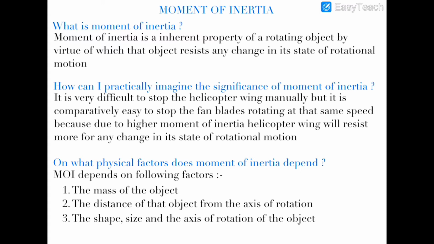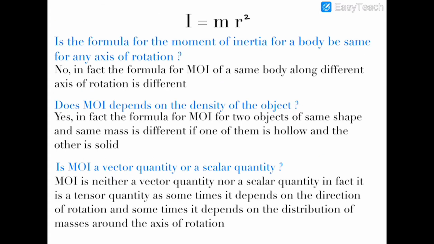Now the factors on which this moment of inertia depends are the mass of the object, obviously. It also depends on the distance of that object from the axis of rotation. This is very important, because as moment of inertia is associated with rotating bodies only, it depends on the radius of the circle in which the object is rotating, or its radius of gyration. It also depends on the shape, size, and the axis of rotation of the object. So these are the factors on which moment of inertia depends.